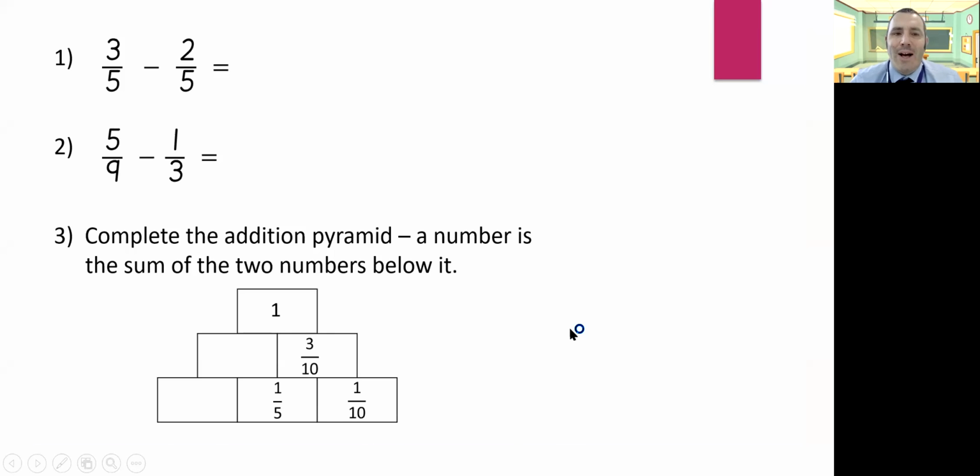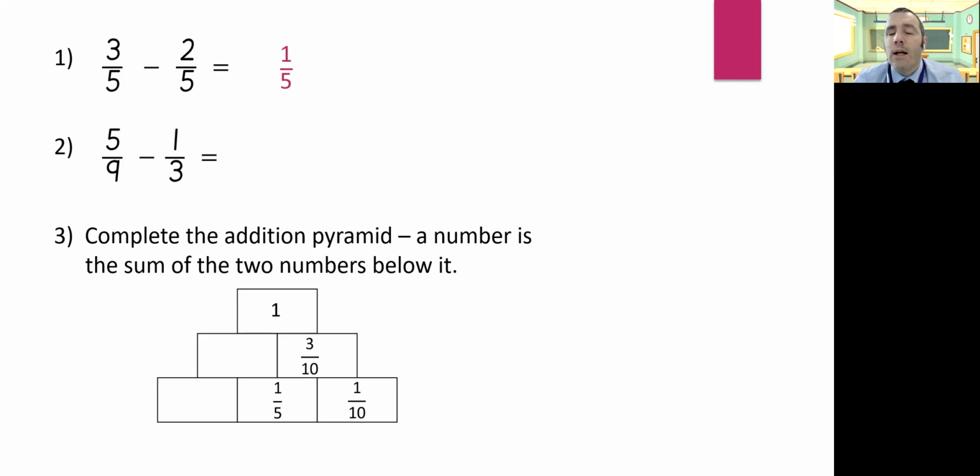Okay, how did we get on with these? The first one, we don't need to do too much with. The second one, we need to have a look at. So we'll talk through the first one. Question 1, 3/5 minus 2/5. So very much the same as when we're doing addition. As long as the denominators are the same, we just do the operation with the numerators. So all I have to do is 3 take away 2. That will give me an answer of 1/5.